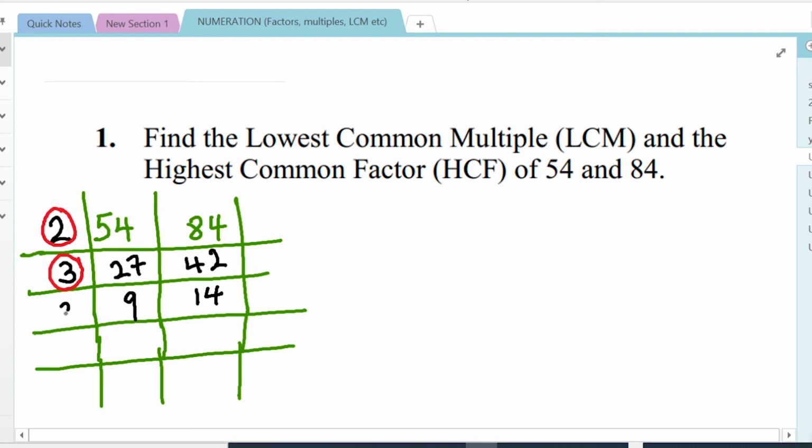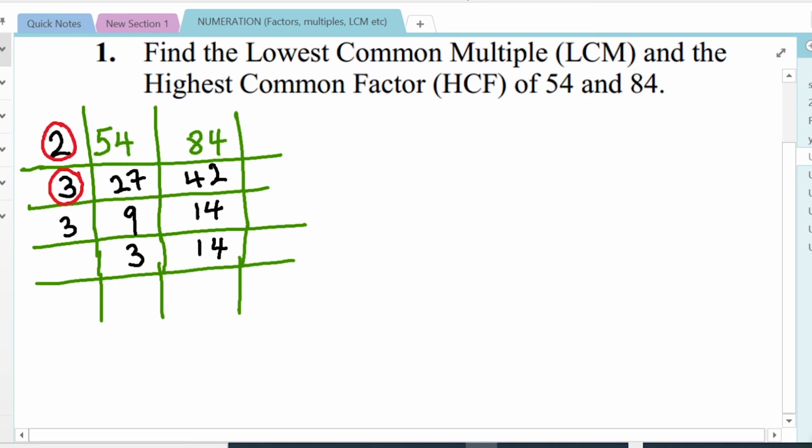We can still use 3 here. 9 divided by 3 is 3. 14 divided by 3: now 14 is not divisible by 3, so it shall remain as 14. So we can ignore that one. We won't circle this 3 because it was not able to divide both of them.